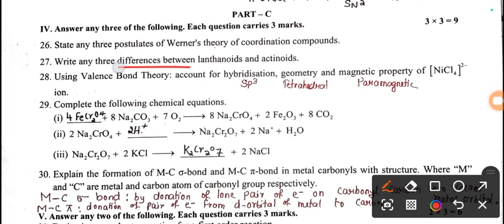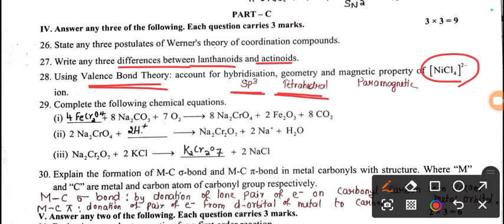Next we have three differences between lanthanides and actinides, very easy, that also I have provided. Using VBT, valence bond theory, for NiCl4 2-, the hybridization is sp3, the geometry is tetrahedral, and the magnetic property is paramagnetic. These three reactions are given from potassium dichromate preparation, very easy, you can write it very easily.